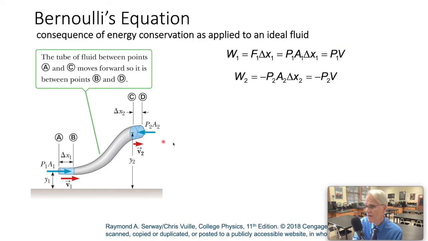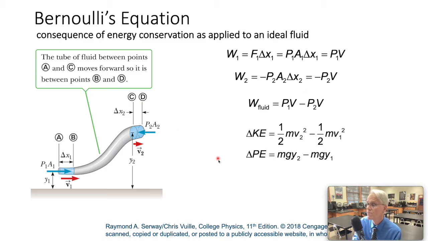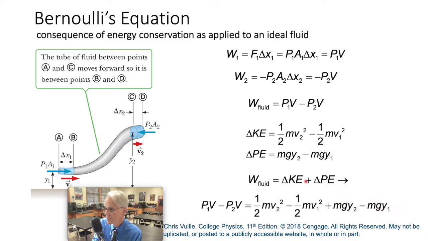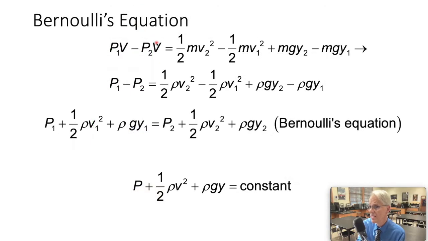We can do the same thing up here at the top, but now the work done is negative because the force is in the opposite direction of the displacement. The work done will be the change in mechanical energy. The change in mechanical energy will be the change in kinetic energy, the change in potential energy, replacing what we found up here for work, and then expanding this to our equations for the kinetic energy and the potential energy. The volumes are the same.